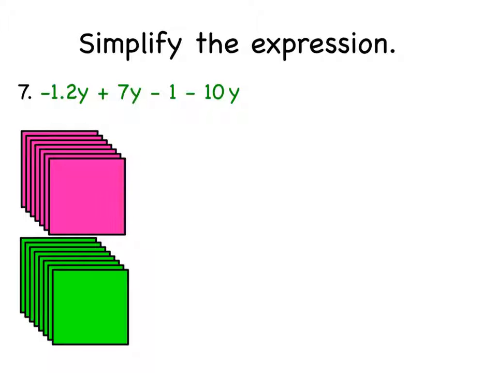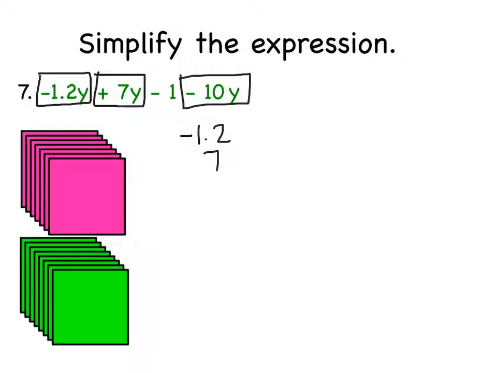All right, so the first thing I did is I'm going to put boxes around all of my y's. And I'm including the sign in front. And then I'm going to list them out. Negative 1.2, 7, and 10. Now remember, the numbers in front are the number of y's that we have. So we're going to total them up. Now you can type into your calculator negative 1.2 plus 7 plus 10, and that's going to give you the final answer for the number of y's we have.